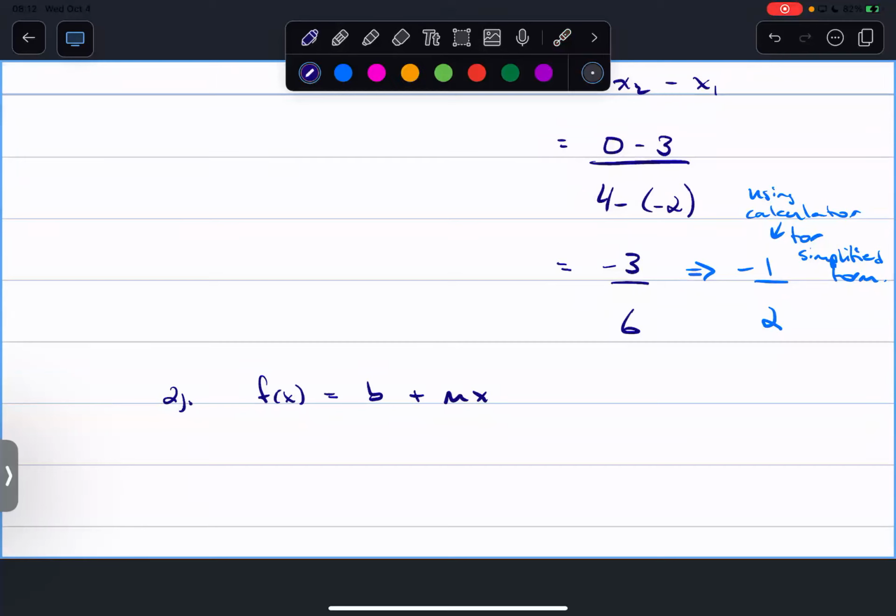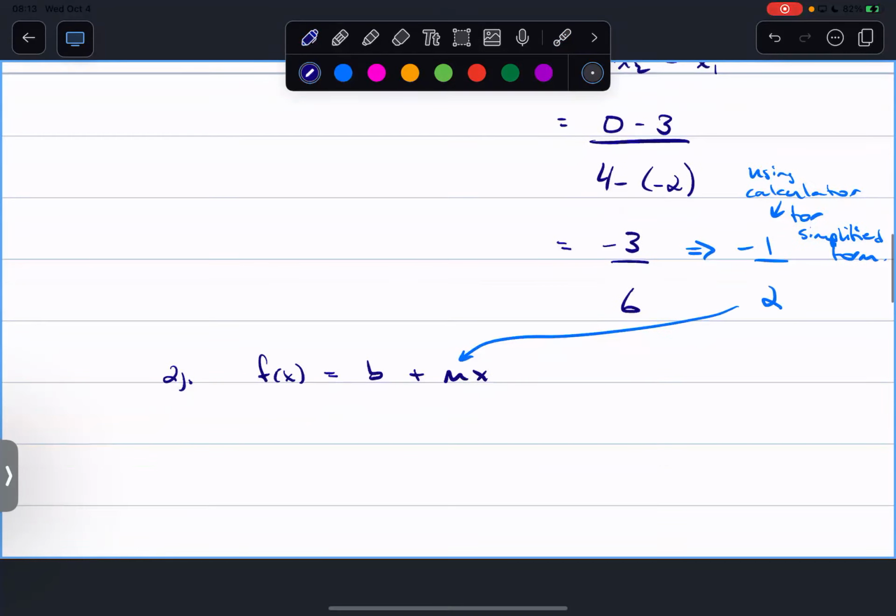But what did we do? We just found that, fine, I have the simplified version. And so I'm going to use that for my m. Okay. So now I have f of x is b plus negative 1/2, which I'm going to change to minus, times x. What's the next thing we have to do? We have to find the intercept.